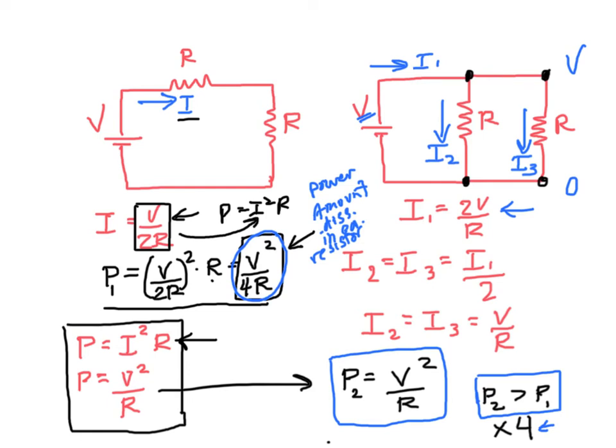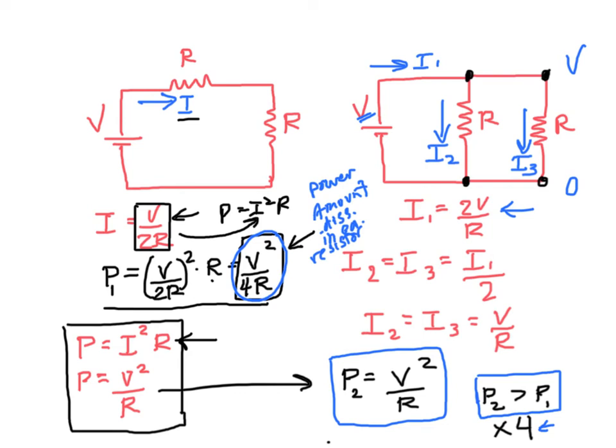That means if these were light bulbs, those two resistors in parallel would burn more brightly than the ones in series. They have more current going through them. They have the same resistance, so I squared over R is going to be a larger amount.